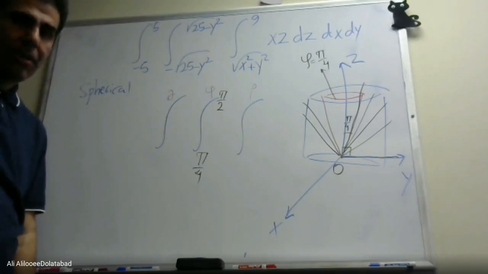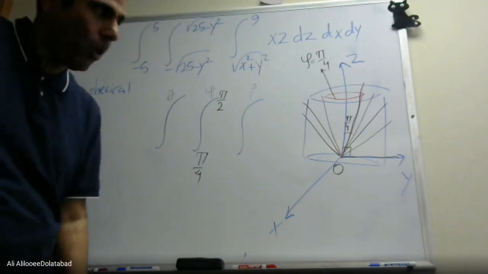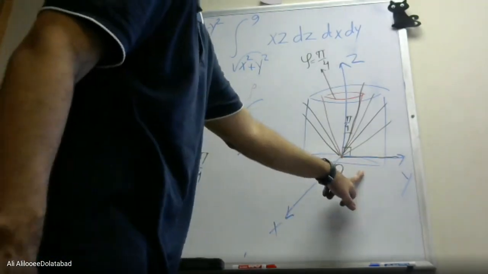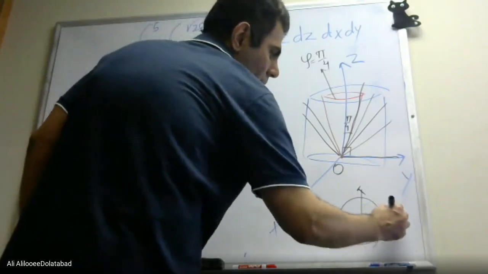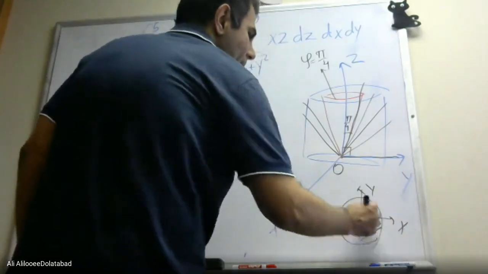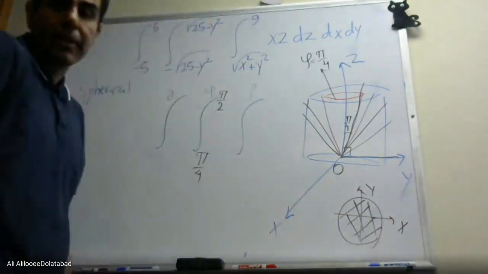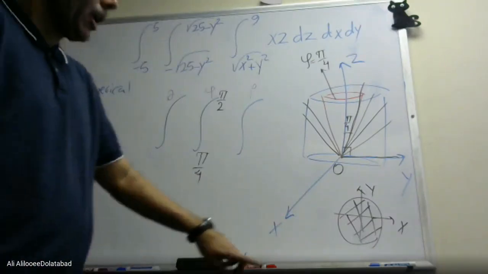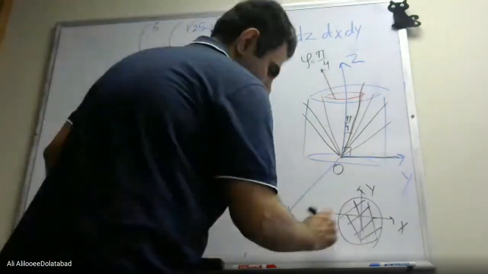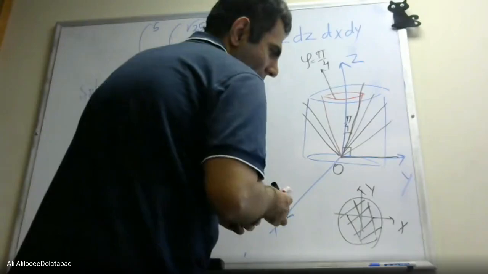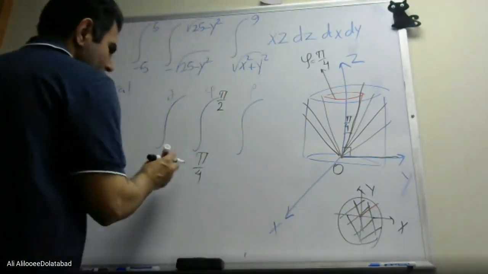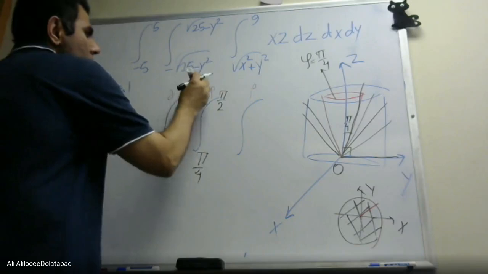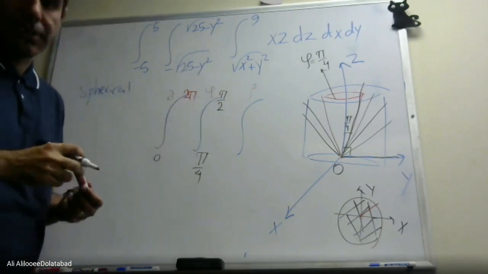Finding the bound for theta is easy. Why? Because what is the shadow of this solid on the xy plane? The shadow is this circle, and theta is the range of the angle between this red line and the x-axis. Again, as we did several times, this is 0 to pi. This is easy.